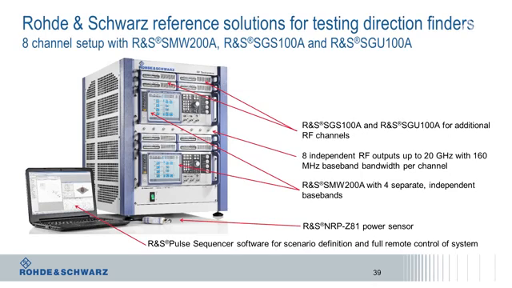Rohde & Schwarz is providing a reference solution for testing of multi-channel receivers. In this example, the setup consists of an 8-channel setup made up of 2 times SMW200A and additional SGS and SGU100A. The SMW can be seen in the middle with the screen. In order to provide the additional RF channels, SGS and SGU are used. All the RF channels can be seen in the middle. There are 8 individual RF outputs up to 20 GHz. NRP-Z81 power sensors are quite useful in order to check if the signal is there or if a cable is not working correctly. The signal definition is done with the R&S pulse sequencer software, which is running on this laptop.